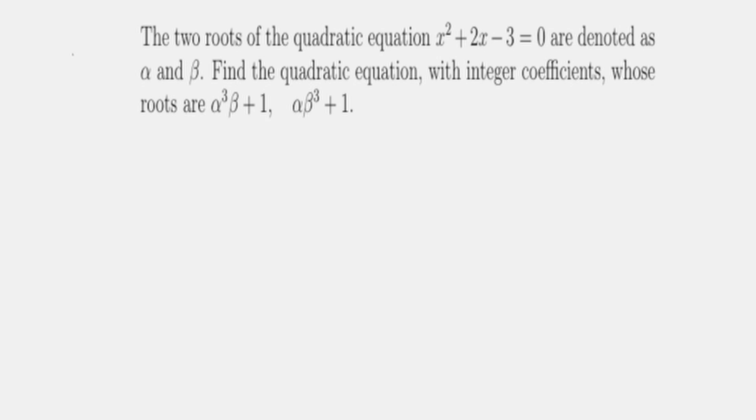In today's interesting class, we're going to talk about quadratic roots and delve deeper into questions related to alpha and beta. Here we have a question before us that says, the two roots of the quadratic equation x squared plus 2x minus 3 is equal to 0 are denoted as alpha and beta. Find the quadratic equation with integer coefficients whose roots are alpha cubed beta plus 1 and alpha beta cubed plus 1.